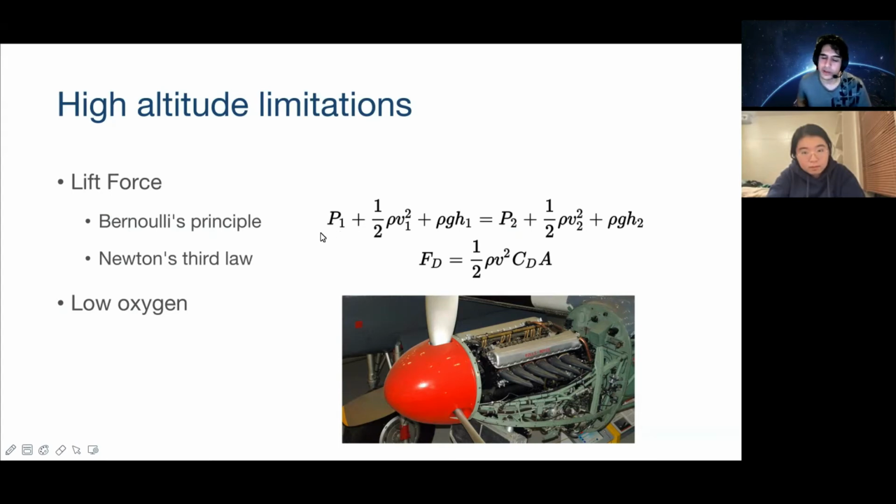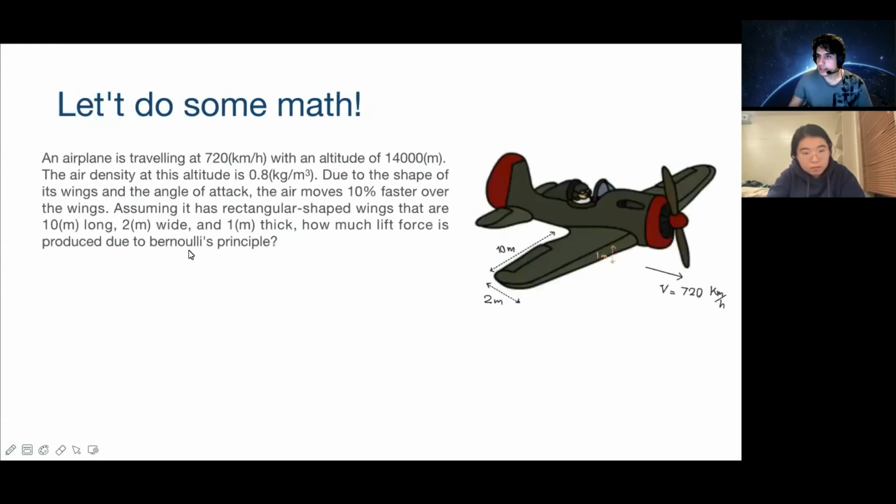And if you look at Newton's third law, we use the air resistance formula for this one. You don't have to know it, but as you can see, this one also has the density, and low density is not going to give us enough force for lift. Another reason is there are low oxygen levels at higher altitude, so the combustion engines of airplanes would not operate properly. So here's an example I made myself.